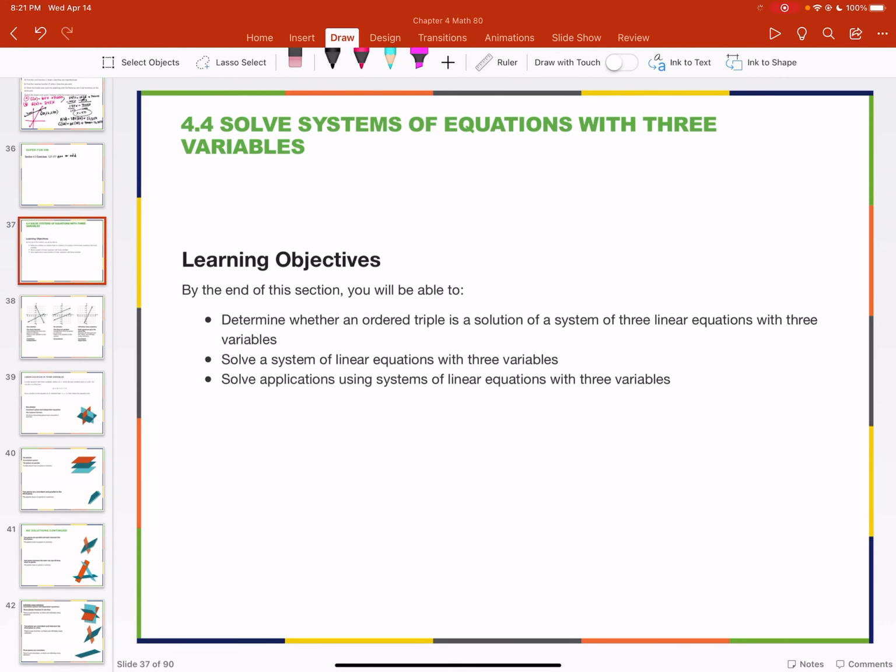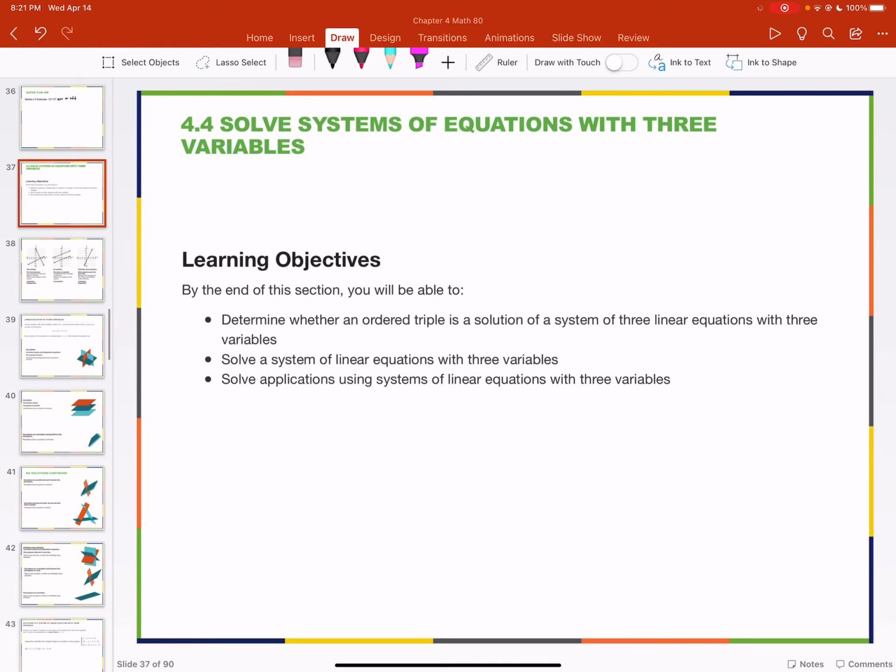Hello, welcome to section 4.4 where we're talking about systems of equations with, you heard me, 3 variables. Oh my goodness, 3 variables. What are we going to do with ourselves? I'm too excited about this stuff.